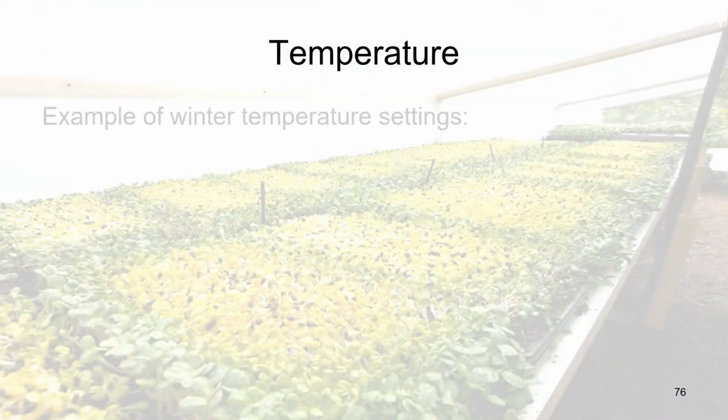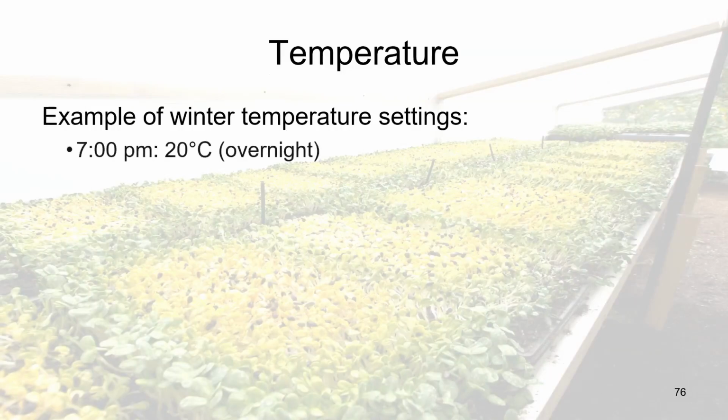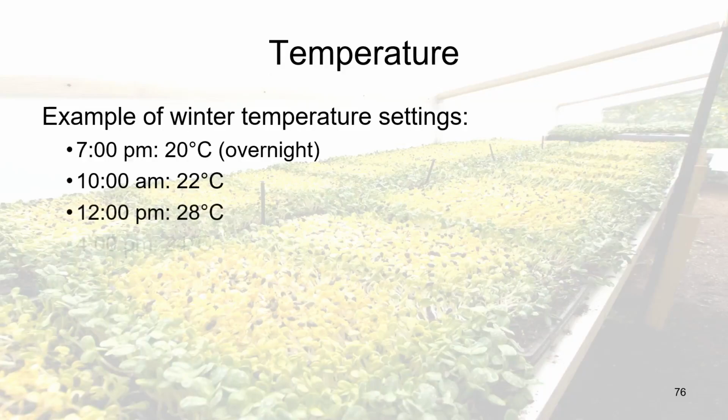So here's a few examples of what a temperature regime might look like. In the winter, we're looking at having like a 20 degrees Celsius overnight temperature, and then as the day comes on, we bump up that temperature to 22, then 28. The 12 to 4 period is when we've got the most sunlight, it's the growth period during the day. And then as the day goes on, we lower that down again.